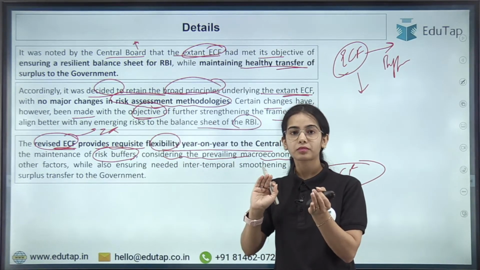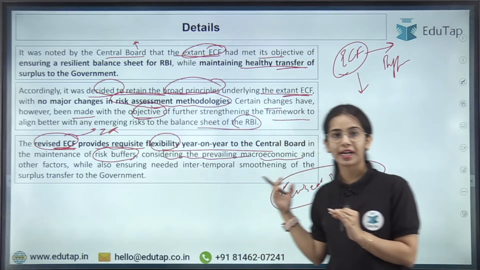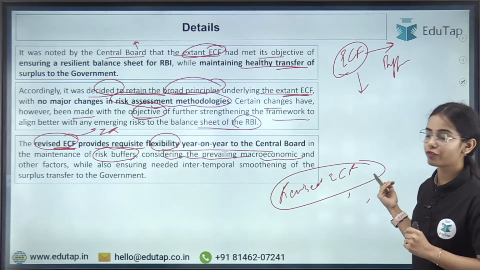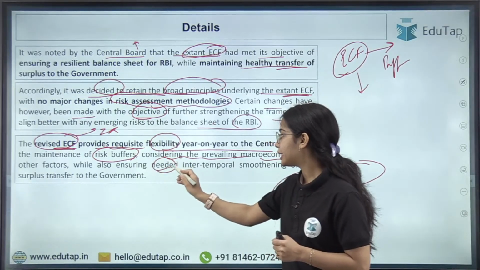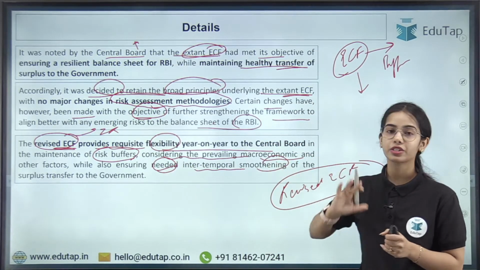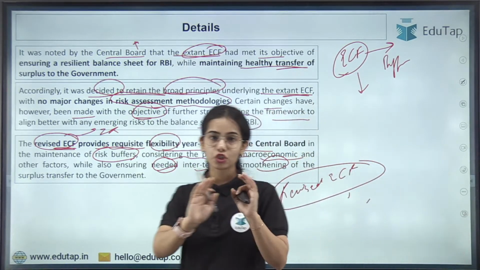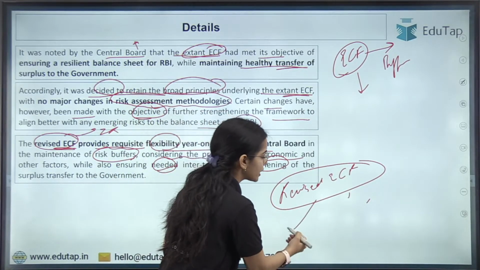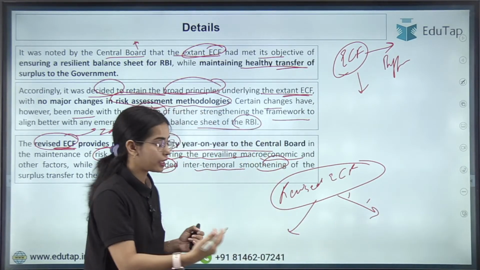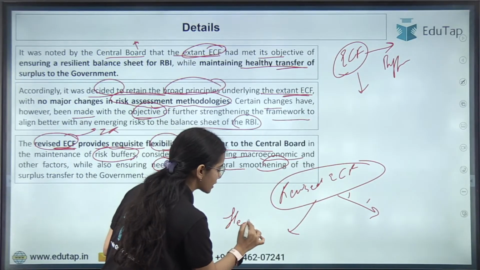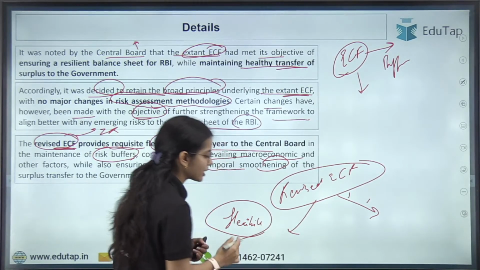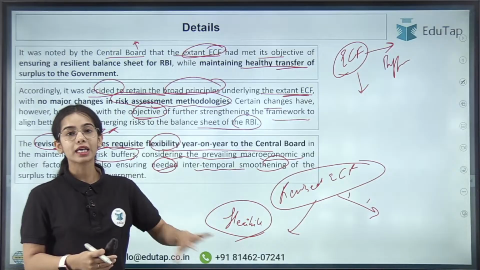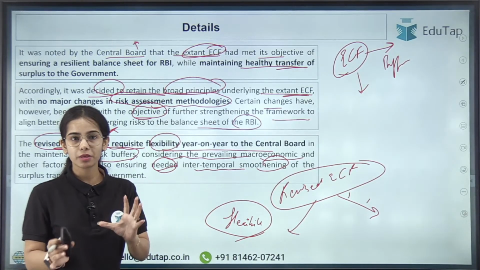So there is the flexibility that is provided under the revised economic capital framework, while also ensuring needed intertemporal smoothing of the surplus transfer to the Government of India. So basically, under the revised ECF, there are dual objectives. First of all, there is flexibility provided to the Central Board of the Reserve Bank of India, so that they can maintain the buffers in a flexible manner.